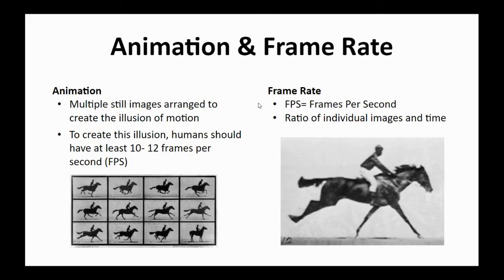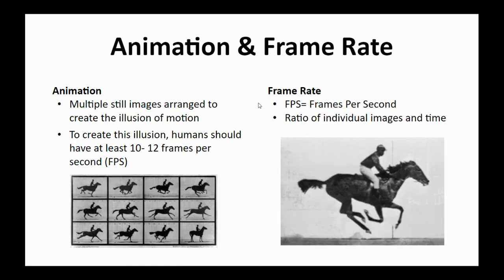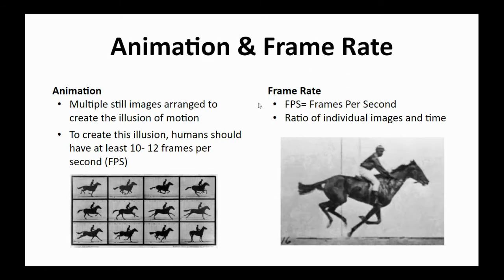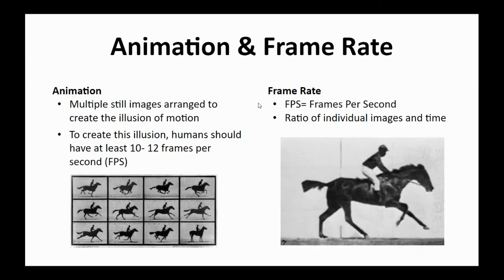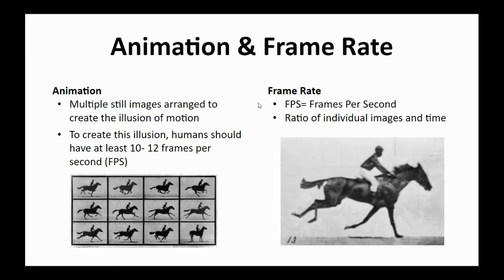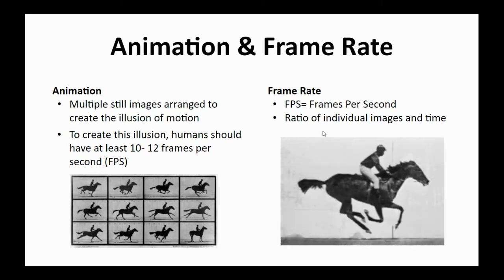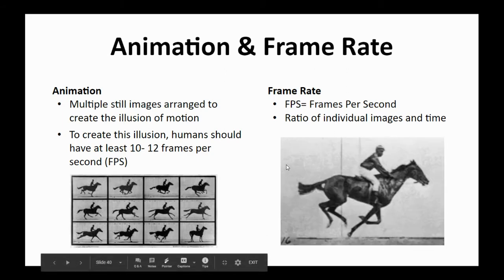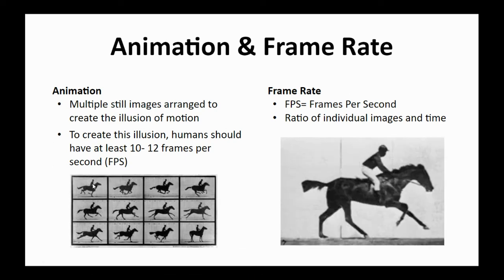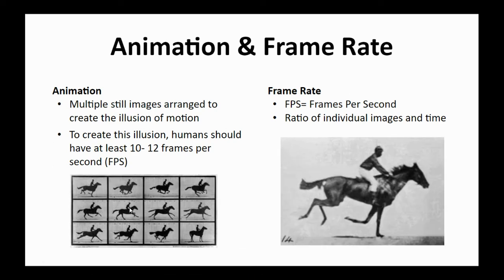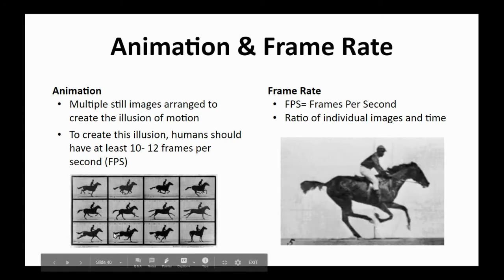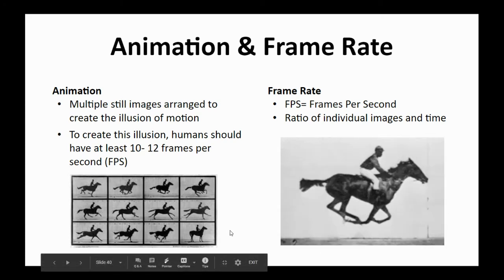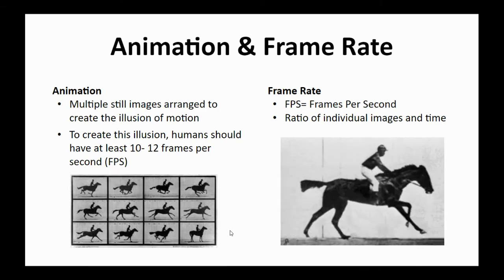Animations and frame rates. Animation is simply multiple still images arranged to create the illusion of motion. To create this illusion, humans should have at least 10 to 12 frames per second. So if we look at this image of a horse running, it appears to move. But if we really focus on it, it's simply just a series of pictures cycling through at a rate that tricks our eye into thinking that it is moving.